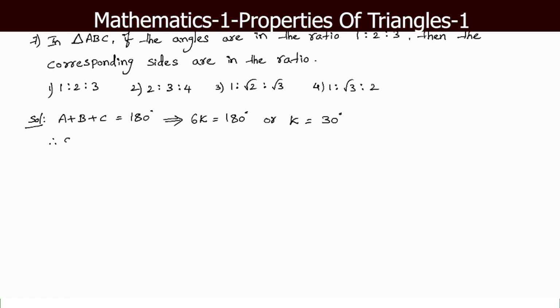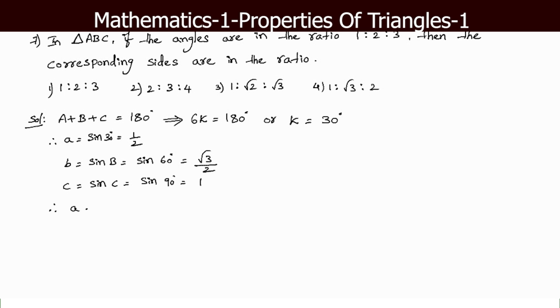So now a is equal to sin 30 degrees, which is equal to half. b is equal to sin 60 degrees, root 3 by 2. And c is equal to sin 90, which is equal to 1. So therefore, a is to b is to c is equal to half is to root 3 by 2 is to 1, which is nothing but 1 is to root 3 is to 2. So the correct option is option number 4.